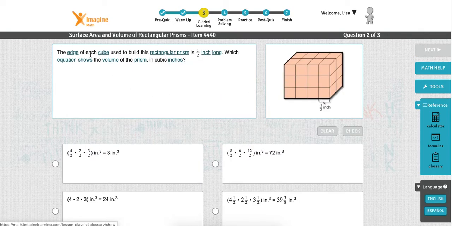Okay, it says that the edge of each cube used to build this rectangular prism is 1/2 inch long, okay? Which equation shows the volume of the prism in cubic inches? Okay, so if this is 1/2 inch, that means that this would be 1 inch. That means that this would be 1.5 inches. That would mean that this is 2 inches. So the base, or the length is 2.